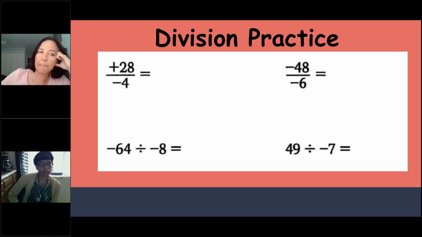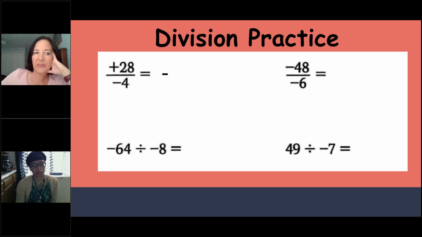What do you think, Brianna? It's a positive 28 divided by a negative 4. It's going to be a negative. It will be a negative because the signs are different. One is a positive and one's a negative. So when the signs are different, it has to be a negative answer. So who knows what positive 28 divided by a negative 4 is going to equal? 7. Perfect. Negative 7 is the correct answer for that one. Oh, 7? Yep, negative 7.